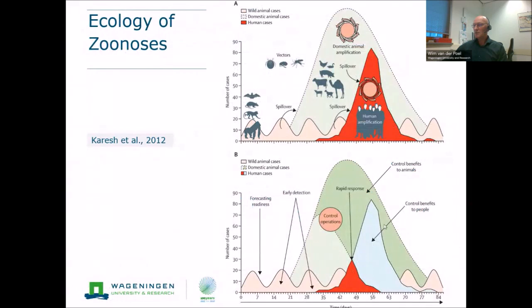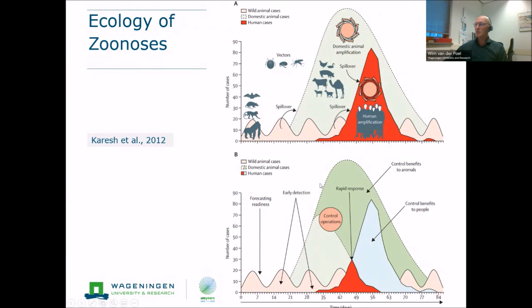How does it work in practice? When you have a pathogen circulating in wildlife, there's a risk of spillover to livestock species that may be with or without vectors. And from wildlife as well as from livestock, you can have a spillover to the human population. And when that happens, and there is spread between people, there may be a pandemic in the human population, and that, of course, we would like to prevent.